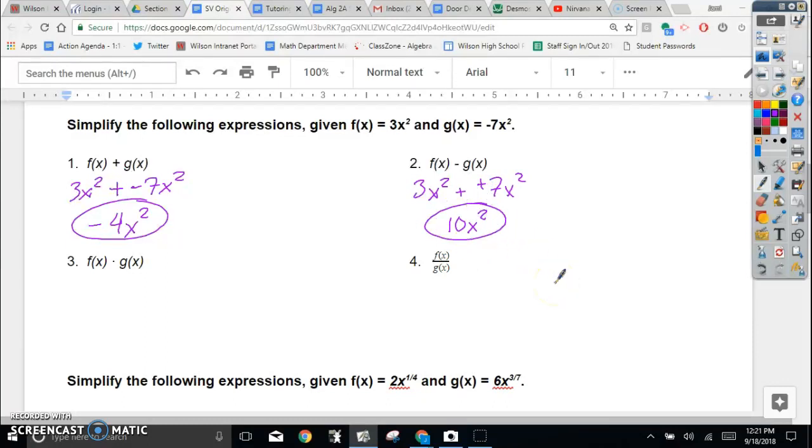All right. Coming down to f of x times g of x. So f of x is still 3x squared. G of x is still negative 7x squared. If I multiply those, negative 21x to the 4th.